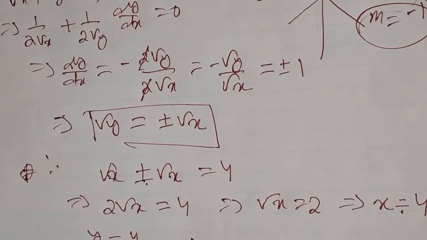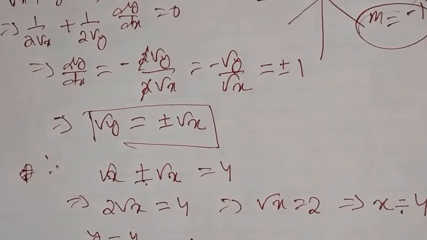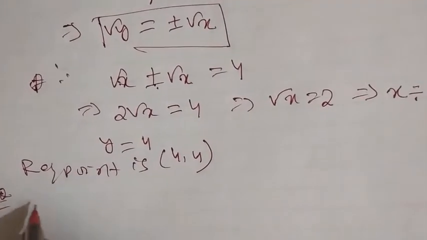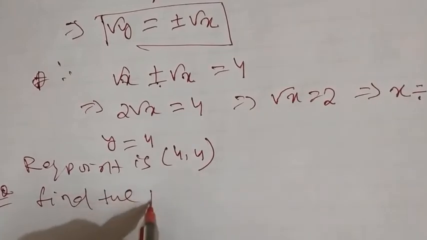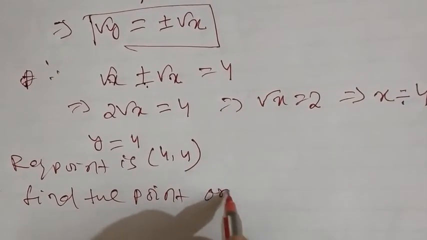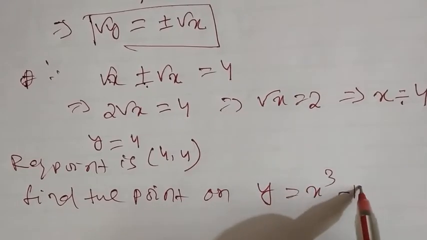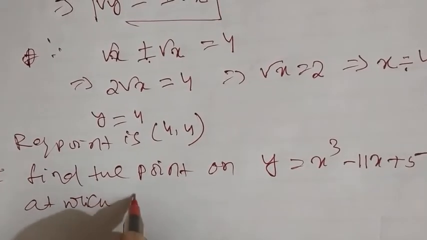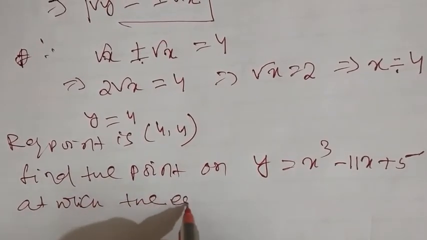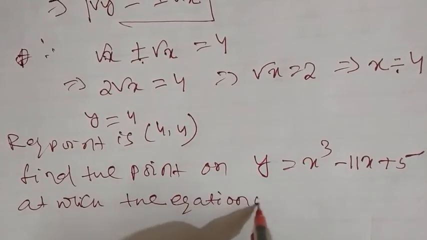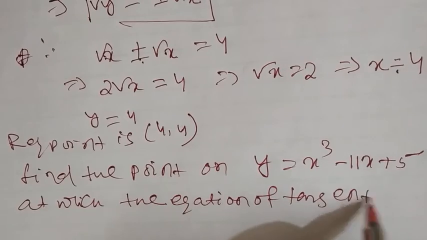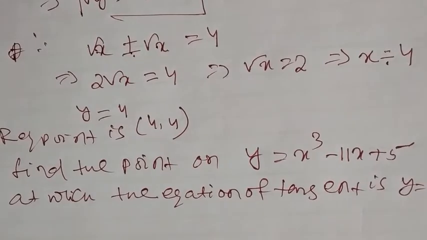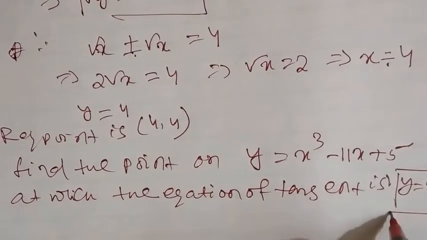Getting the idea? Now, this is another question. Find the point on y equal to x cube minus 11x plus 5 at which the equation of tangent is y equal to x minus 11. Tangent दे दिया, पॉइंट निकालना है.